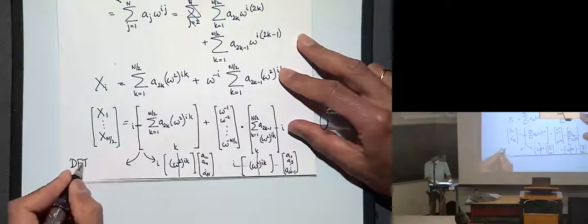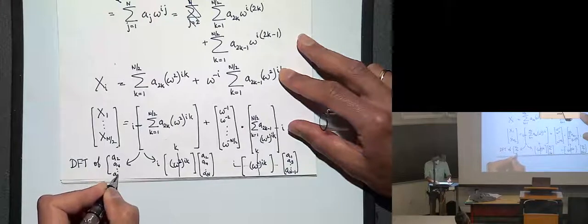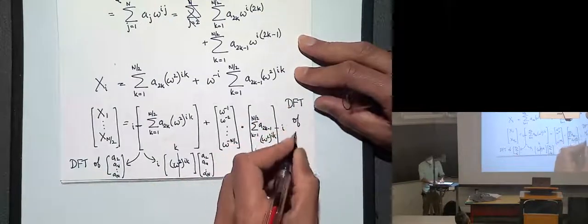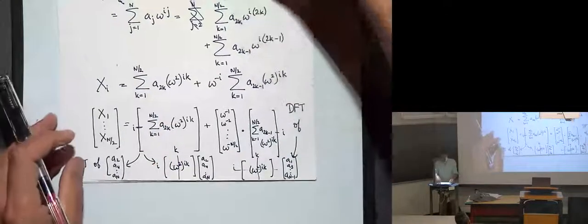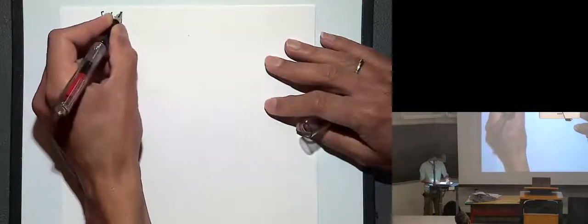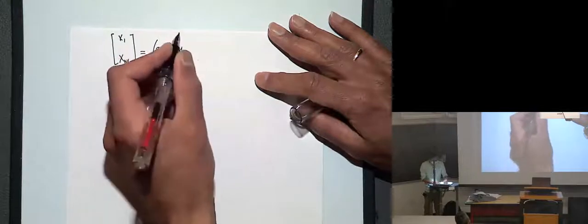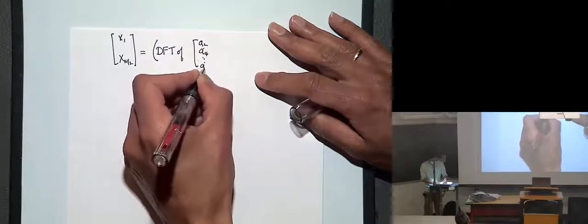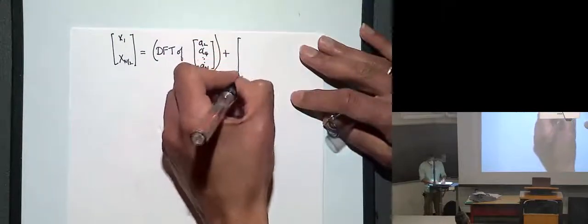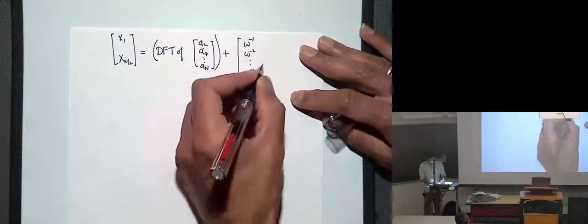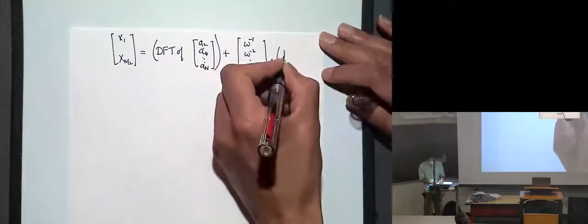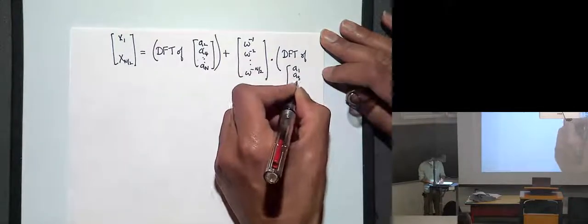I don't know how they saw this, but okay. So this is the DFT of A2, A4, up to AN. This is the DFT of that vector there. So I'm just going to write this out separately so that we can see this: X1 to X(n/2) is equal to the DFT of A2, A4 to AN plus omega^-1, omega^-2, up to omega^-n/2, dot product with the DFT of A1, A3, up to AN-1.